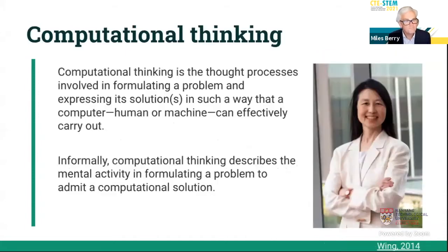Okay. So Wing's more recent definition of computational thinking in 2014: the thought processes involved in formulating a problem and expressing its solution in such a way that a computer can effectively carry out, mental activity in formulating a problem to admit a computational solution. So I think this moves our thinking much, much further on than just drawing on the approaches of computer science. This gives us something which we can assess, which we can teach too. Can you, given a problem, come up with a solution that could be programmed into a machine? It isn't the programming. It's the thinking that comes before the programming.